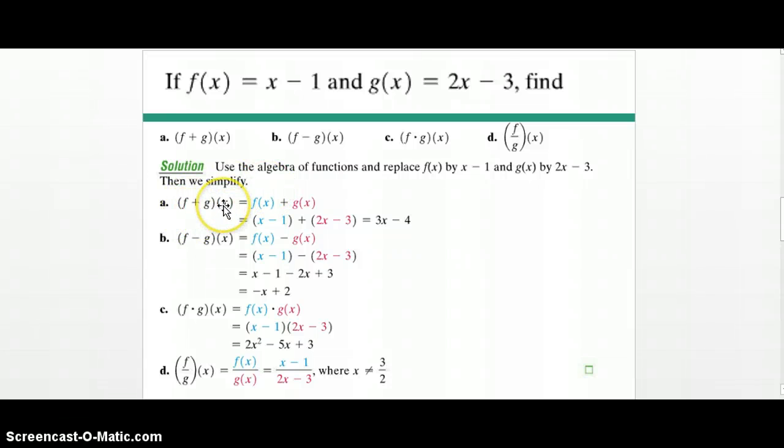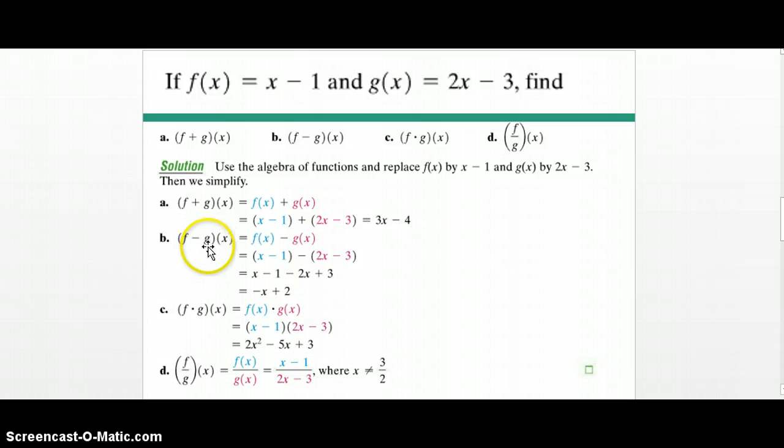f plus g of x equal to f of x plus g of x. f of x equal to x minus 1. Substitute x minus 1 for f of x. Substitute 2x minus 3 for g of x. 2x and x are like terms. Add them. We get 3x minus 3 minus 1. Add them, we will get minus 4.